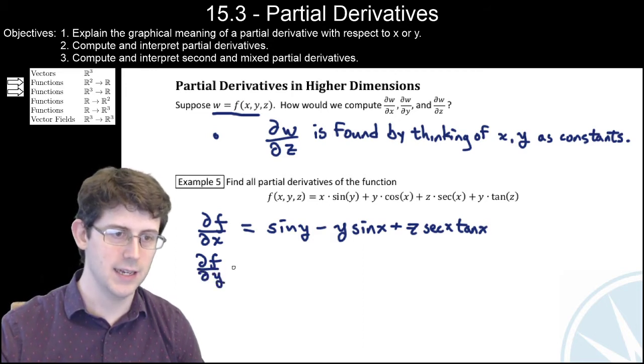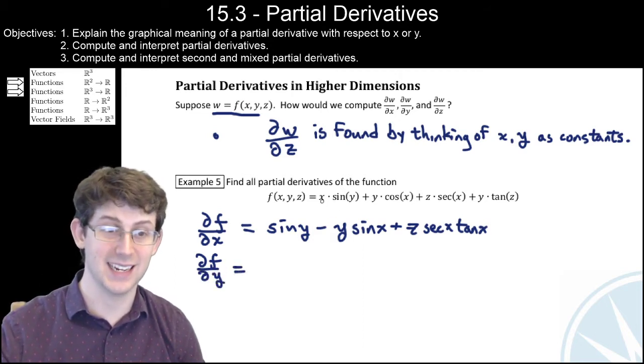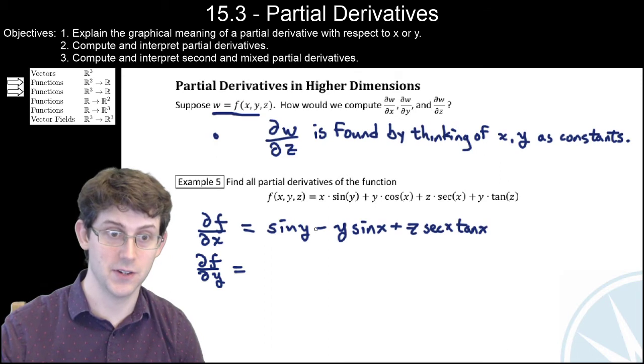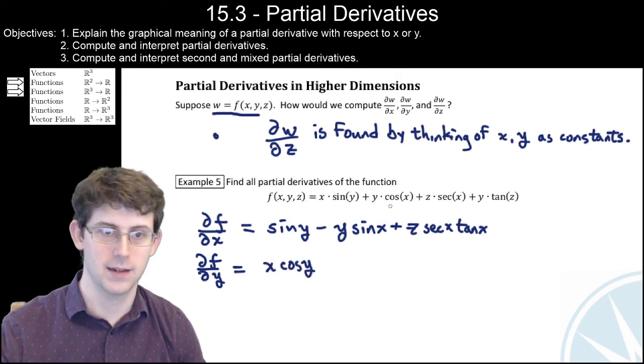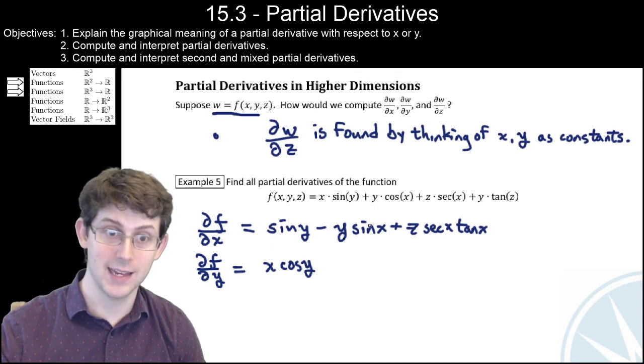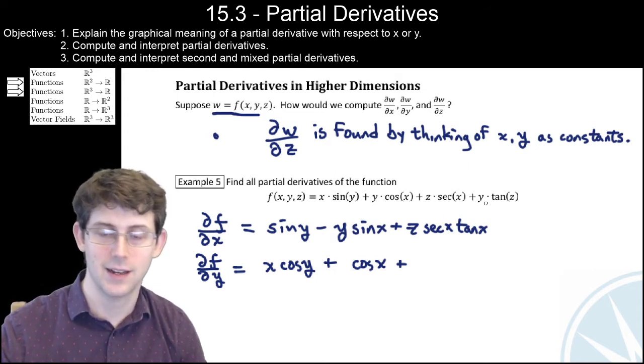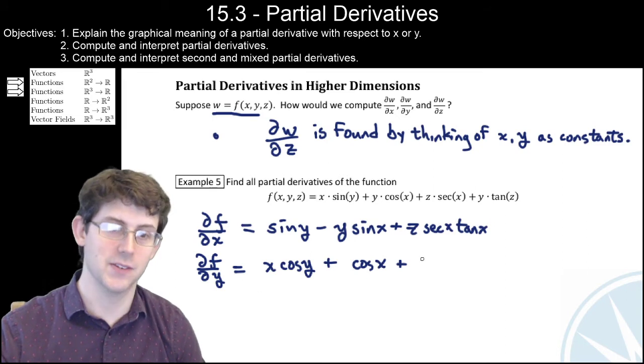Partial f partial y. Okay, now I've got a constant times sine y, so the derivative is that same constant times cosine y. Here I've got a constant times y, so the derivative is the constant. Here I've got a bunch of stuff with no y's in it, so the derivative is 0. And over here I have a constant times y, so the derivative is the constant.